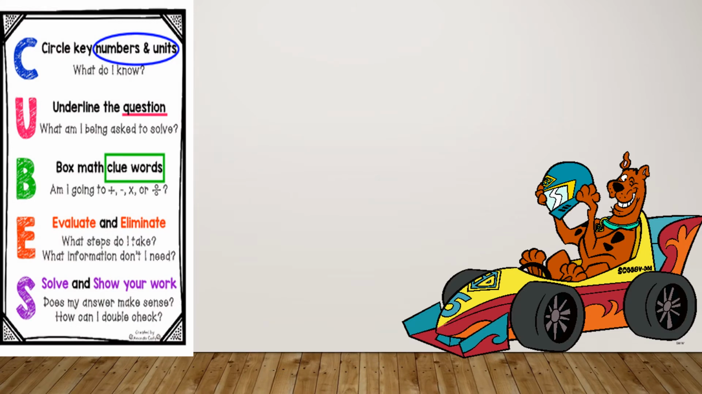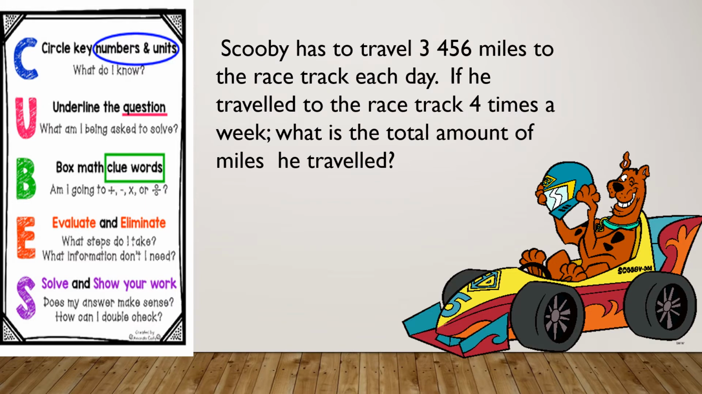Let's look at our first word problem. Scooby has to travel 3,456 miles to the racetrack each day. If he traveled to the racetrack 4 times a week, what is the total amount of miles he traveled? So the first step is that we circle our numbers. Then we underline the question. What is the total amount of miles he traveled? And then we box any clue words. I see the clue word times in this word problem that tells us that we must multiply. And so now we can set it up.